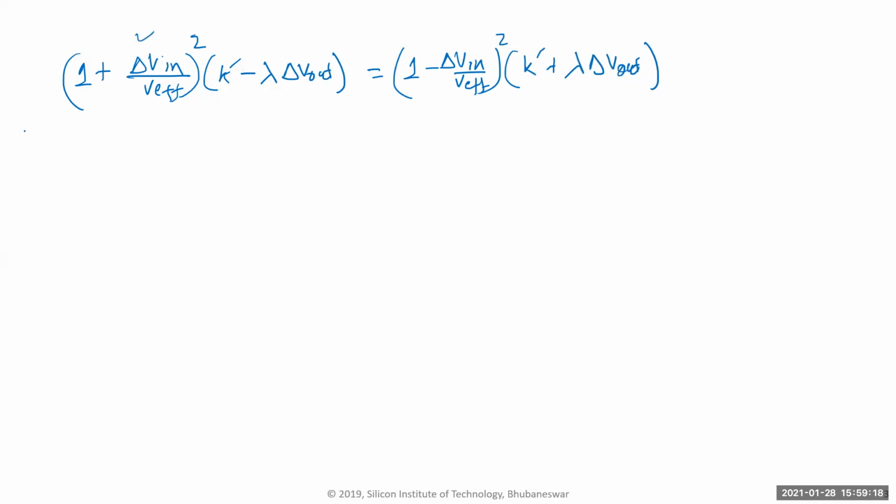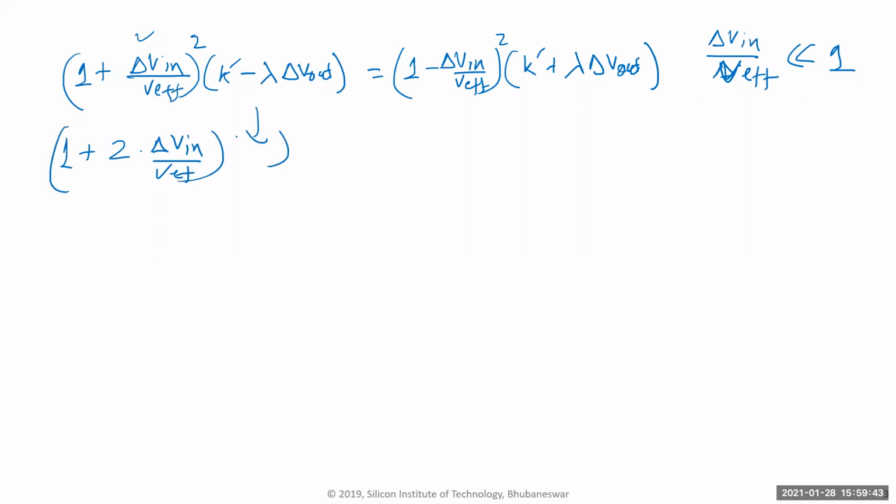So now I still don't have a linear equation, but I'm going to linearize this because my condition is that delta V in is so small that delta V in over V effective is much, much less than 1. If I do a Taylor series of this and neglect all the delta V square terms, then this becomes 1 plus 2 times delta V in by V effective, times this term, is equal to 1 minus 2 times delta V in over V effective, times this term over here, right?